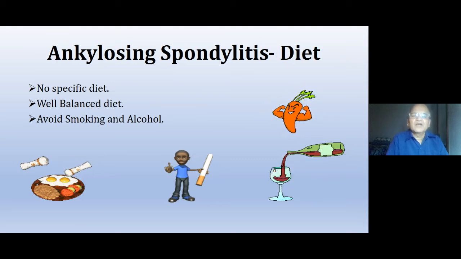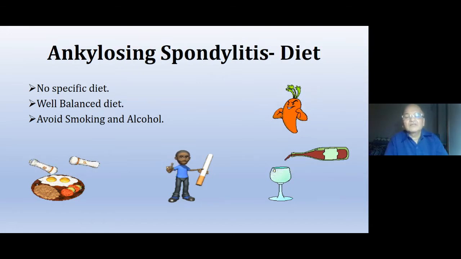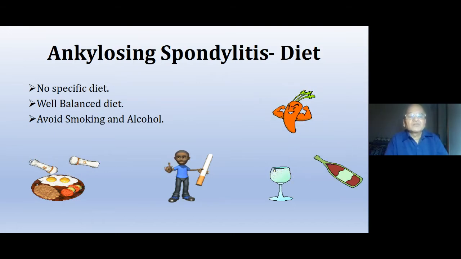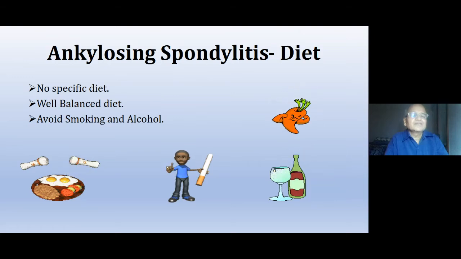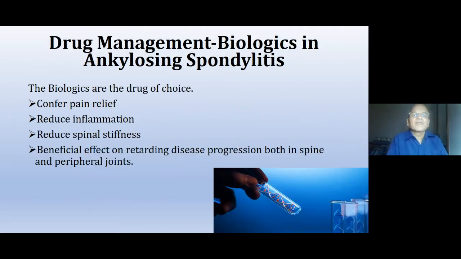Diet for ankylosing spondylitis, nothing. You eat whatever you want. You see the carrot is jumping, but no alcohol. This fellow is doing the wrong thing. The other guy is also telling no smoking. This is very, very important. And you have to have a well balanced diet. See the other one, pizza or something like that, highly nutritious. Avoid junk foods, so that you don't become obese.